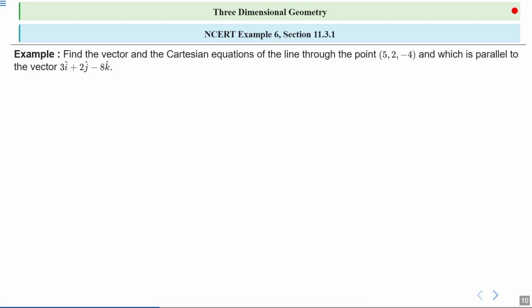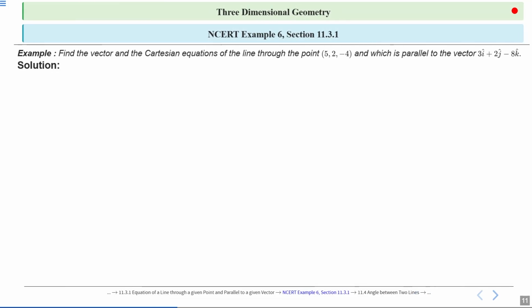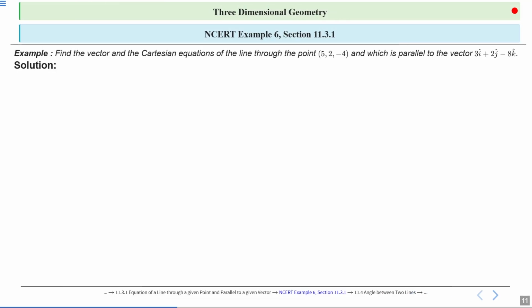Now we are asked to find both the vector equation and the Cartesian equation of a line that passes through the point (5, 2, minus 4) and is parallel to the vector 3i cap plus 2j cap minus 8k cap. First of all, think about this: how would you approach this example? Then see the solution. So let's start the solution step by step.